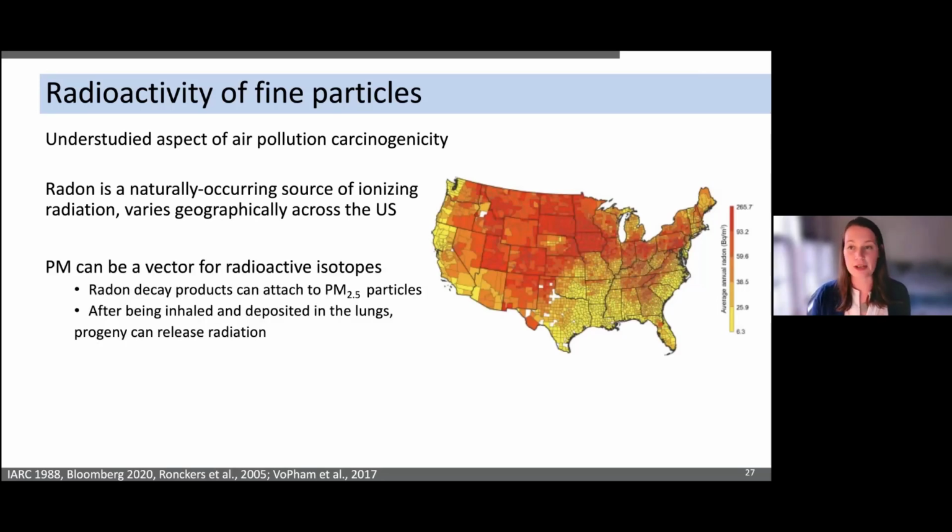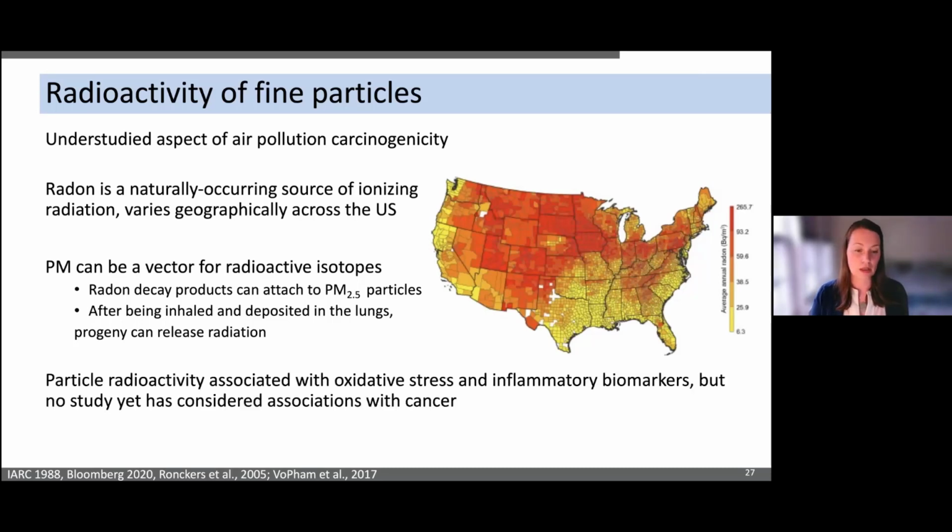Particulate matter can actually be a vector for radioactive isotopes. Radon decay products can attach to PM2.5 particles. Once these particles are inhaled and deposited in the lung, the progeny can then release radiation to surrounding tissues. Previous studies had shown that particle radioactivity was associated with biomarkers of oxidative stress and inflammation, but no study yet had considered associations with cancer.